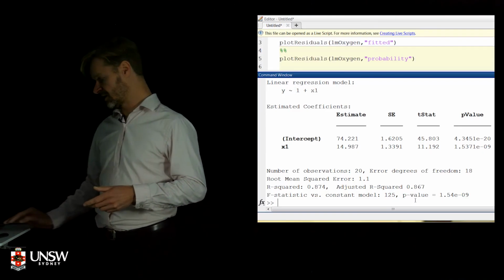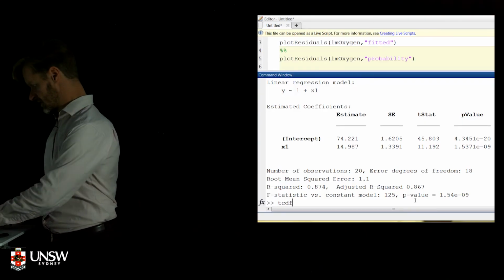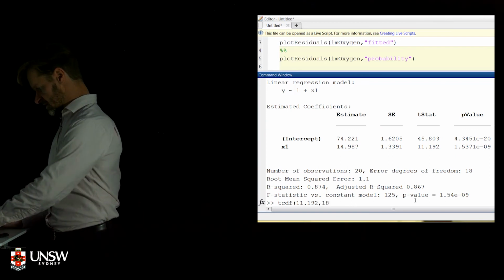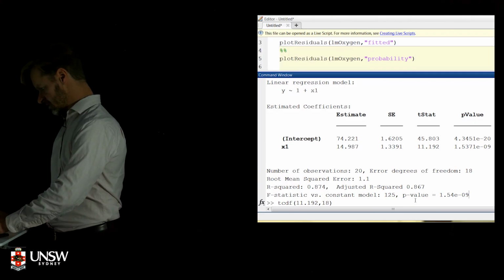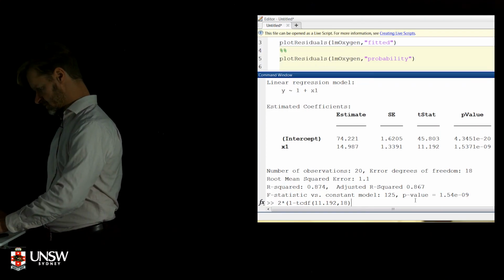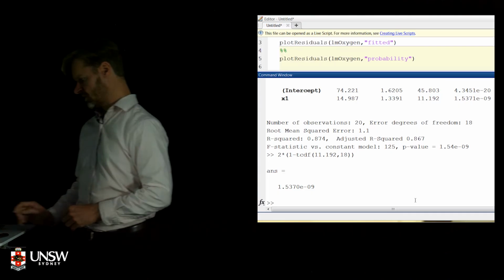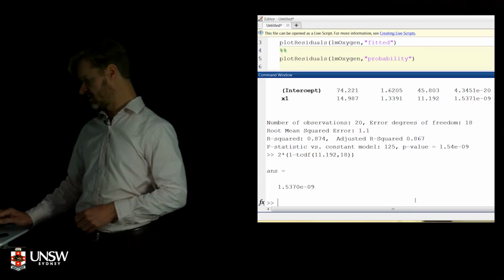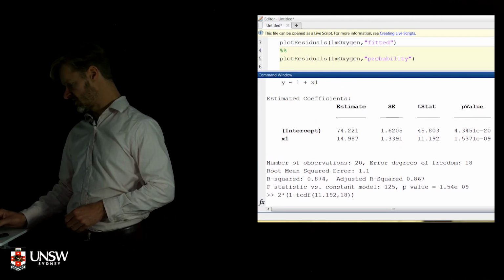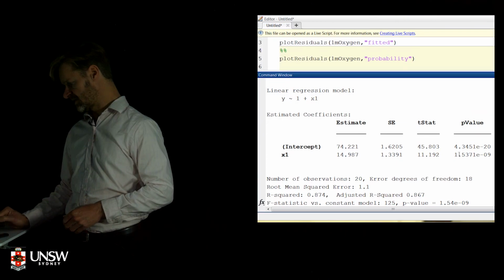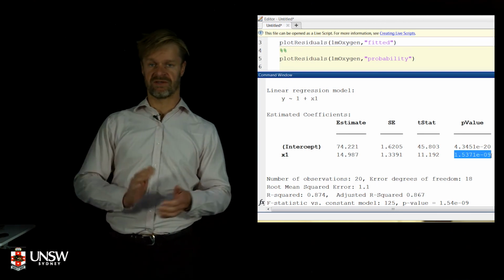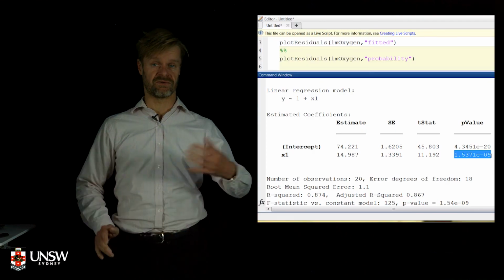Well, I could work this out. I could go, what's t CDF of 11.192, 18? I'll have to subtract that from 1 and double it. I end up getting about 1.5 times 10 to the minus 9. That's the last value in this table. Okay? So there's this p-value column of the table. The p-value column of the table is telling us what the p-value is for a test of the hypothesis that the true slope is 0 against the alternative that it's not 0.